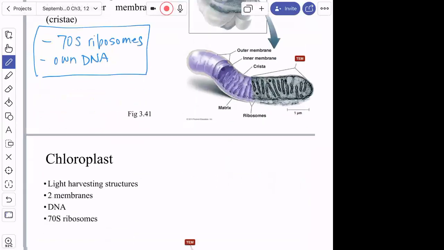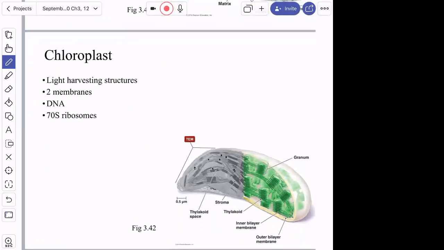I want to also talk about the chloroplasts. Of course, only eukaryotes that are photosynthetic are going to have chloroplasts. But if bacteria are photosynthetic, they have light harvesting pigments in their cell membrane. Of course, eukaryotes have a special organelle where this happens. It also has two membranes. It's kind of similar in structure to the mitochondria. Chloroplasts also have their own DNA and also have 70S ribosomes.